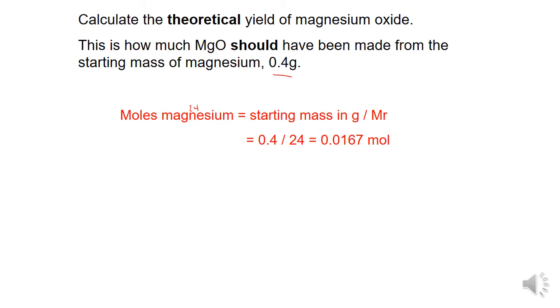Again, we now look at the mole ratio from the balanced equation, which if you remember from earlier on, and I'll just put it on the screen there, is a 2-to-2 reaction between magnesium and magnesium oxide. 2-to-2 is 1-to-1.